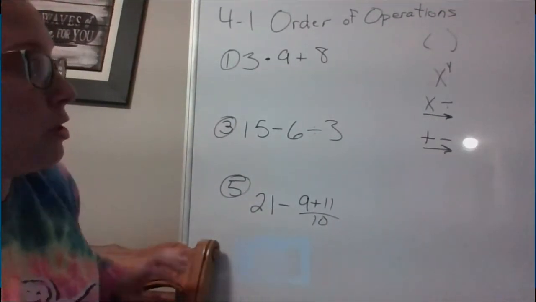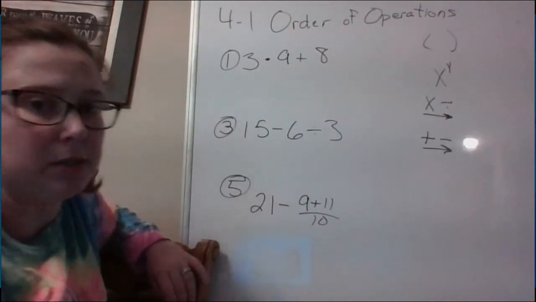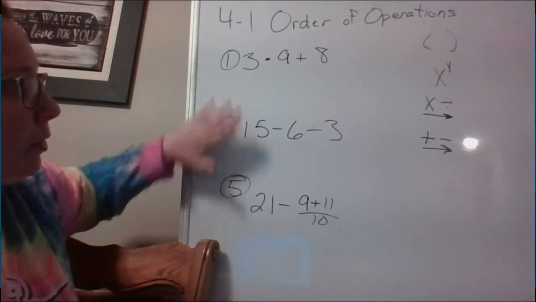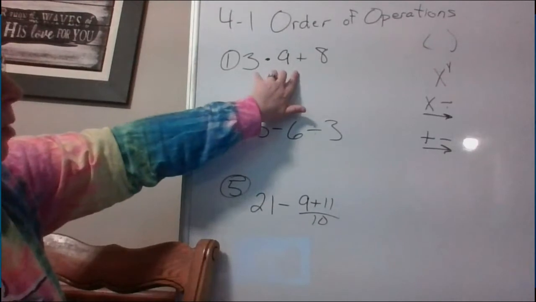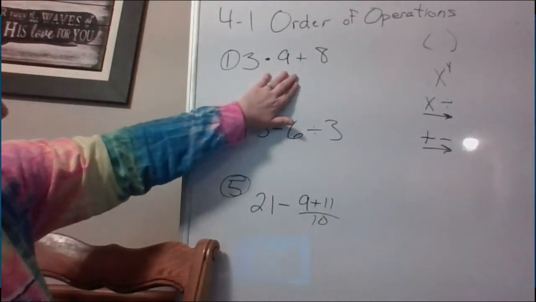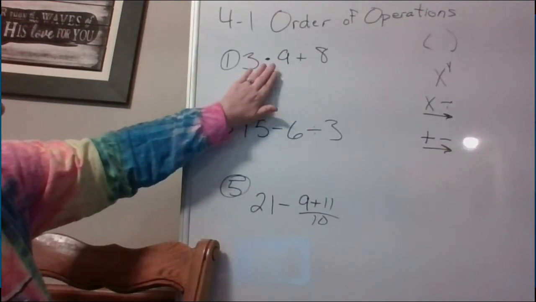It's a reflection from my light in my room, but regardless, those are our 4 steps for order of operations. And now we're going to go ahead and try some problems. With problem 1, we have no parentheses, we have no exponents. So the first thing that we're going to do is this multiplication here.